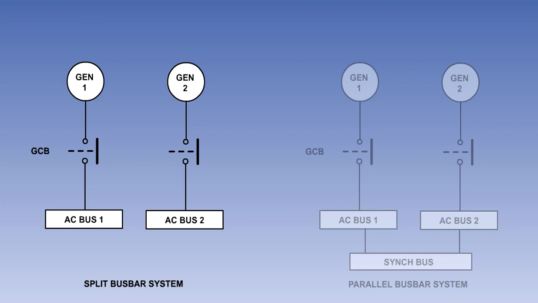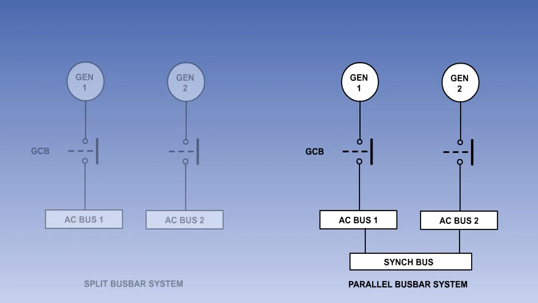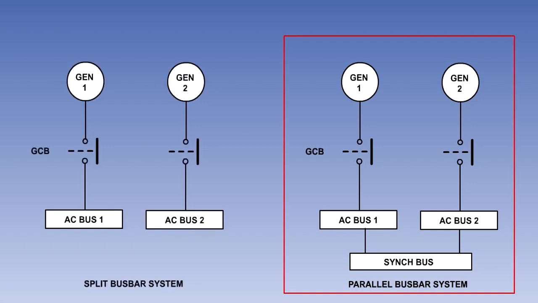Multi-engine aircraft AC supply distribution systems will either be of the split bus bar type, where each generator operates independently, or of the parallel bus bar type, where each generator carries a share of all the loads. In this lesson, we will look at a parallel bus bar type of system, as fitted to a 4-engine Boeing aircraft.